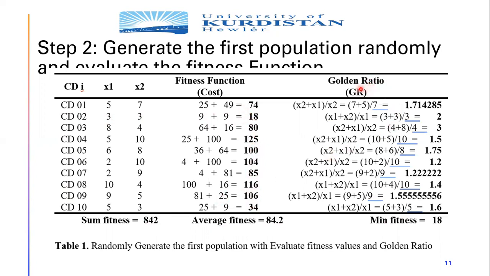Now we try also to get the golden ratio. The golden ratio, as defined in the paper, we can use two equations: either x2, the second dimension, plus x1, the first dimension, over x2. That's one way, or x1 plus x2 over x1. So either way is fine. We'll find the golden ratio for each drawing. Now you can see, this table 1 shows you the fitness function for each drawing and also the golden ratio for each drawing.